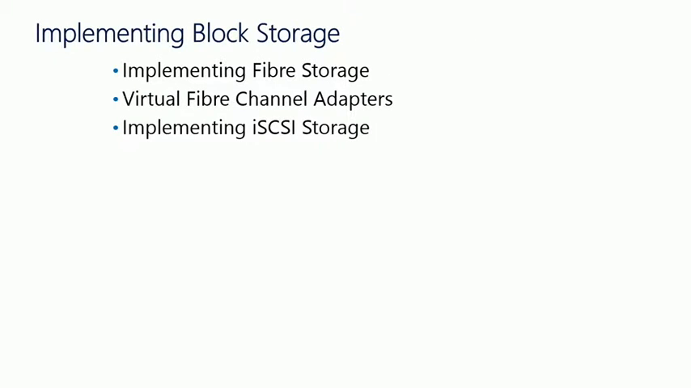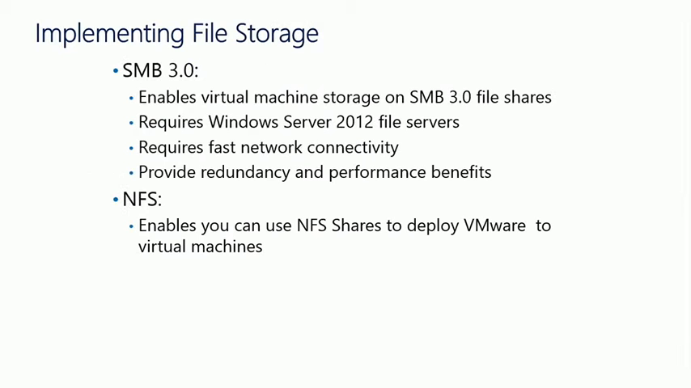So block storage. With block storage, we're going to look at Fiber Channel, virtual Fiber Channel, iSCSI adapters. With file-based storage, we can support SMB 3.0. So this is the new Windows file server, file shares, which support Hyper-V. And with this release, 2012 R2, we can now even create file server clusters, which are going to use a scale-out file server and store the disk for our Hyper-V virtual machine on that back-end file server.